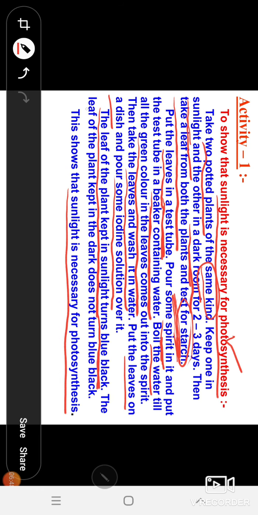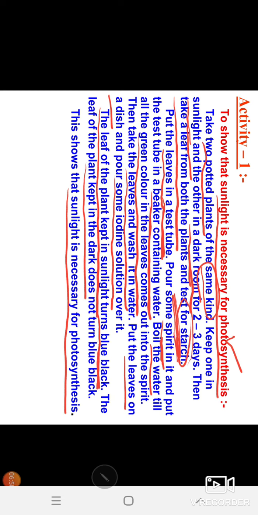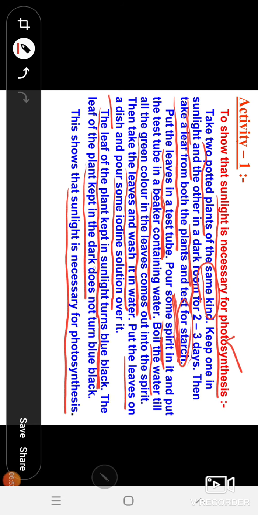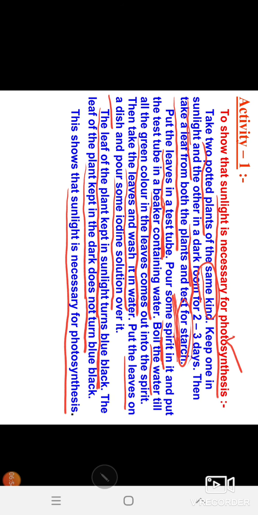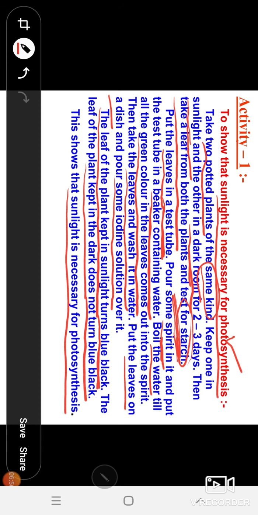In case the leaf of the plant kept in a dark room does not turn blue black, that indicates that the process of photosynthesis has not happened, hence food production has also not happened. So this shows that sunlight is very necessary for photosynthesis.